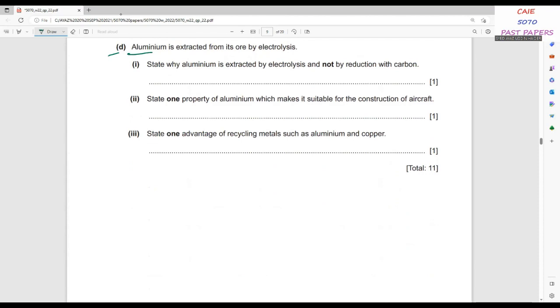D. Aluminium is extracted from its ore by electrolysis. Number 1, state why aluminium is extracted by electrolysis and not by reduction with carbon. Simply, it's more reactive or high in the reactivity series.